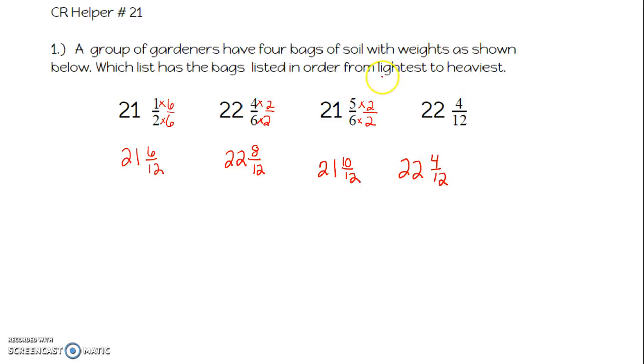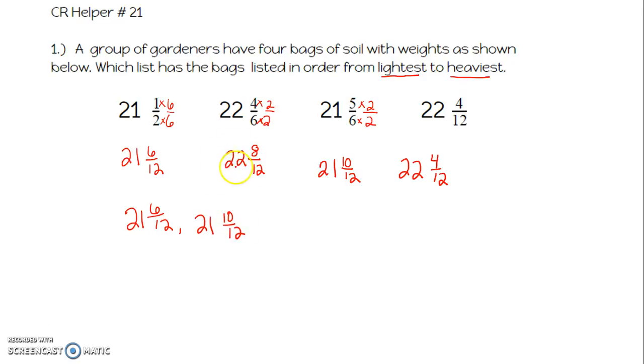Now they want us to go from lightest to heaviest or least to greatest. So I know I have 21, that's smaller than 22. So now I just look here. Is 21 6/12 more or less than 21 10/12? 21 6/12 is less than 21 10/12. So I put my 21 6/12 first. Then my 21 10/12 would come next.